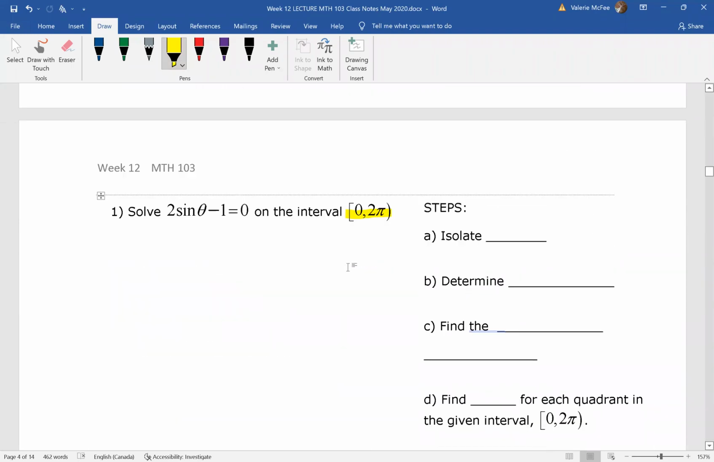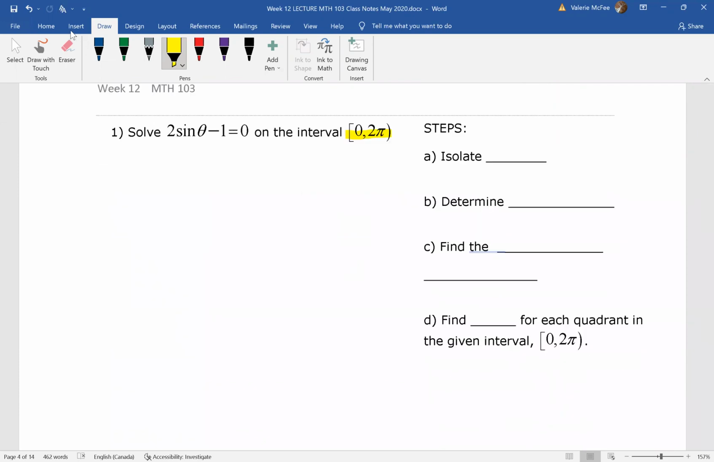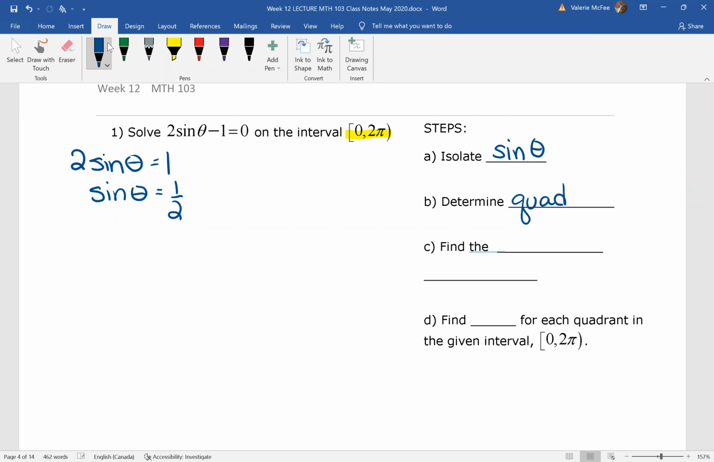So let's go back to question 1. When you're asked to solve on an interval, the first thing you want to do is isolate the ratio. So here we're going to isolate sine theta. I'll let you do that. In part B, we want to determine which quadrant or quadrants we're going to be in. Sometimes we might be on an X or Y axis. Let's write that in.